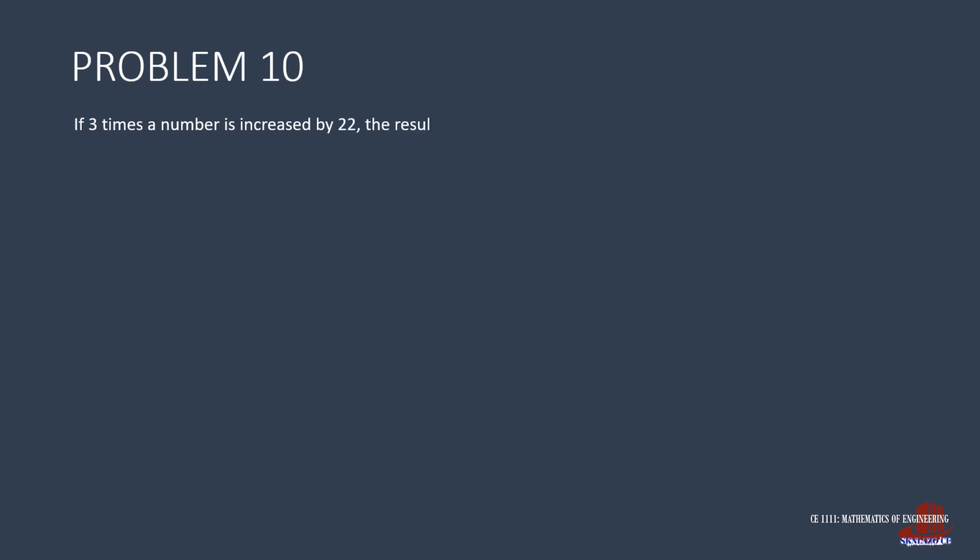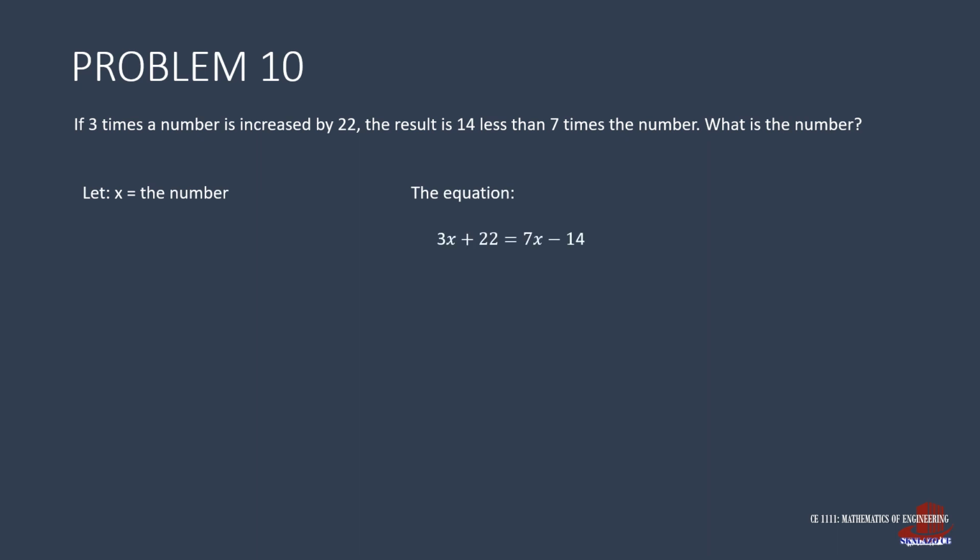For the last example, if 3 times the number is increased by 22, the result is 14 less than 7 times the number. What is the number? Let x be equal to the number. From the problem, we get 3x plus 22 equal to 7x minus 14. Transpose terms and collect them to have 3x minus 7x equal to 14 minus 22. Simplify them to get negative 4x equal to negative 8. Divide both sides by negative 4 and get x as 2.